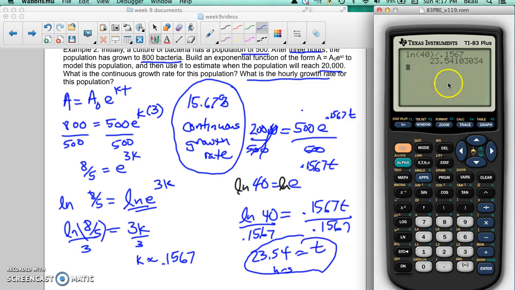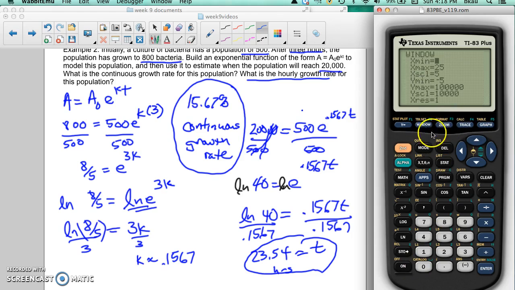So let's just verify this on our calculator here. We're going to clear out the stuff we had from previously. We're going to put in the formula that we got here: 500 e to the 0.1567x, and we're going to put in 20,000 here.